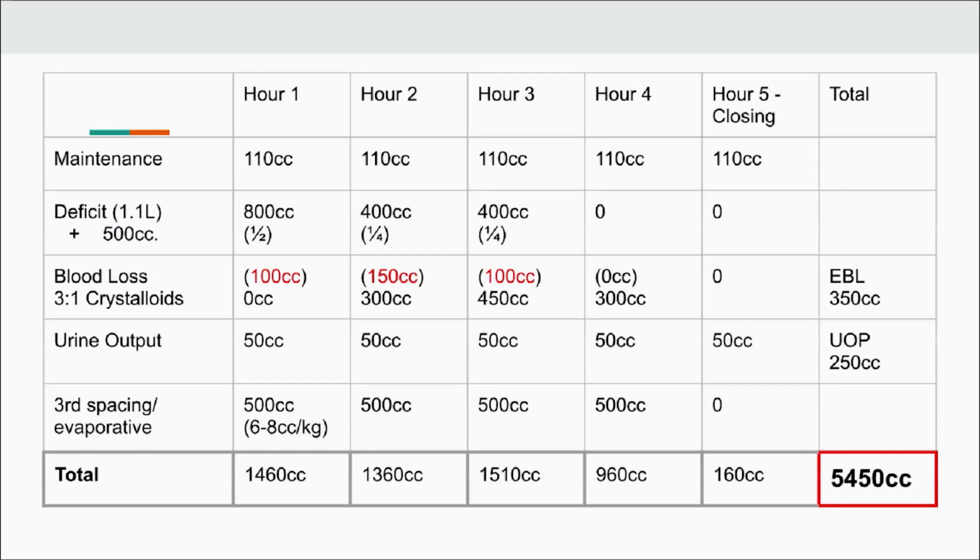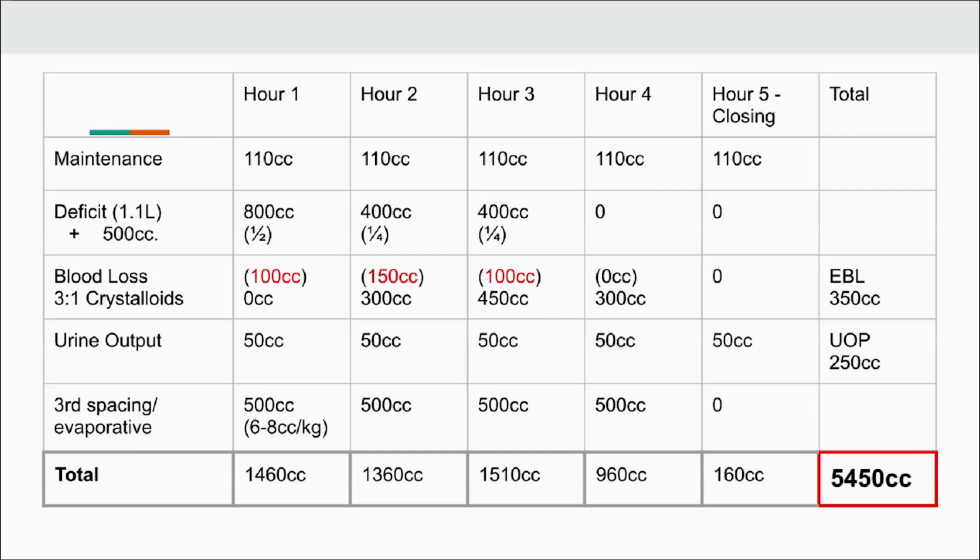Anytime we have blood loss, we can replace that with crystalloids at a 3-to-1 ratio. So in the second hour, we're giving 300 cc's of fluid to replace that 100 cc's of blood loss. And you can see in red, in the second hour there's 150 cc blood loss, and in the third hour, 100 cc blood loss, for a total EBL of 350 cc's. And you can see how many cc's of fluid we'll have to give to replace it. The patient's urine output is 50 cc's an hour.